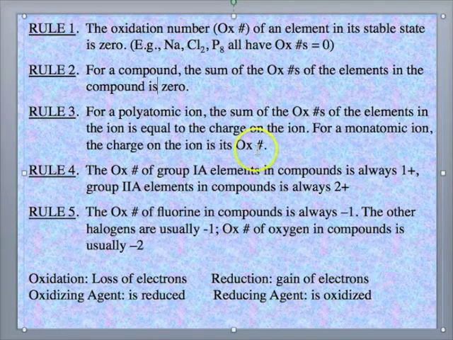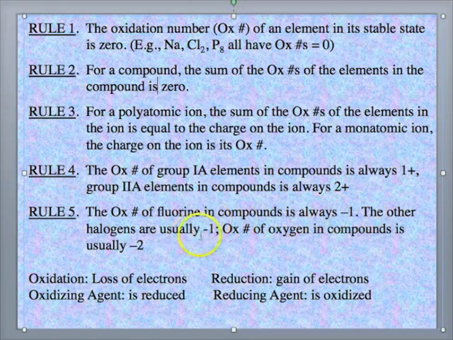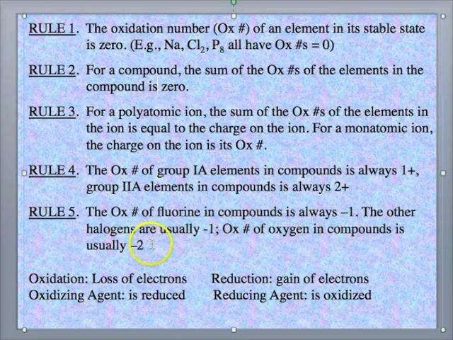Sulfide, S2 minus, would have an oxidation number of 2 minus. The oxidation number of group 1 elements is always +1. Group 2 elements is always 2 plus. The oxidation number of fluorine in compounds is always -1. The other halogens are usually -1. And the oxidation number of oxygen in compounds is usually -2.